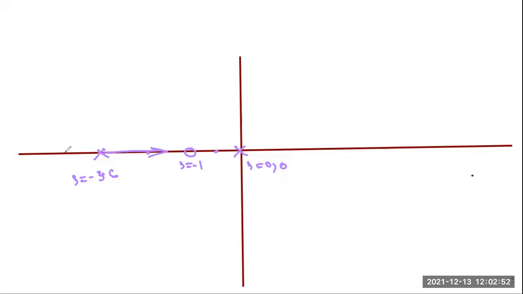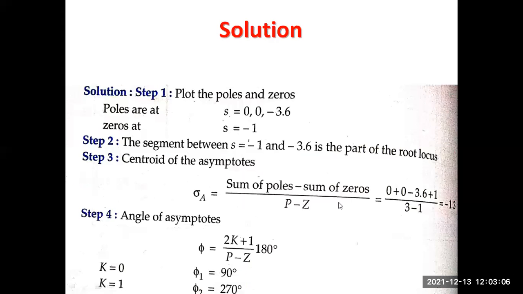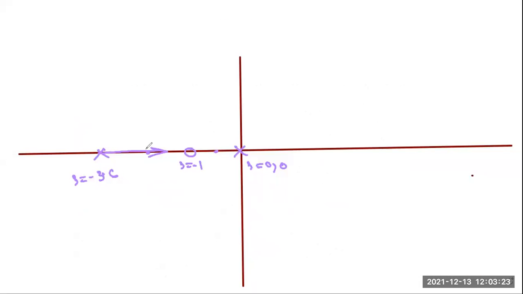Okay. And similarly, if you take a point here, will any root locus be there? No, sir. Okay, very good. Now we'll see that problem. So we have seen that the segment between s equal to -1 to -3.6 is part of the root locus. That is correct. -1 to -3.6. So this will be part of the root locus. Correct.